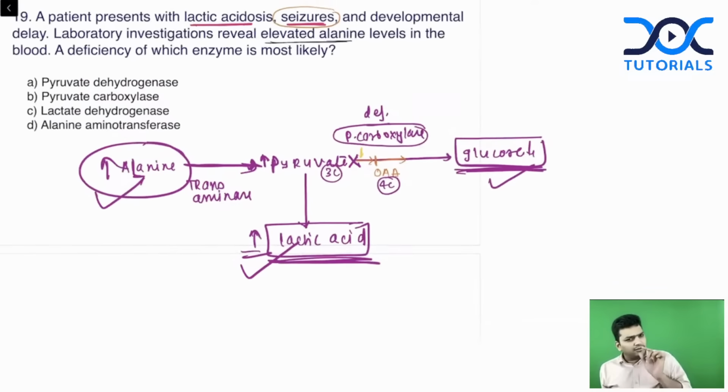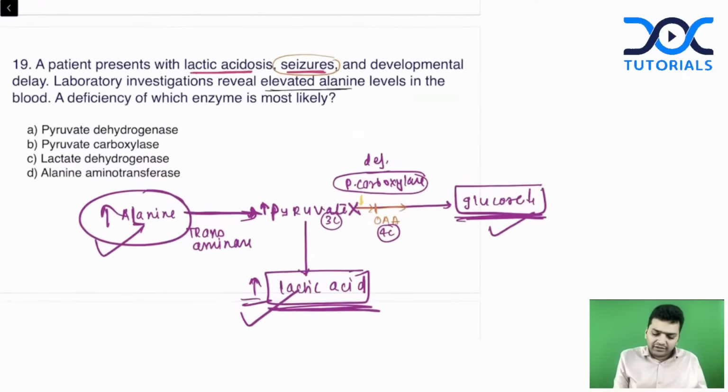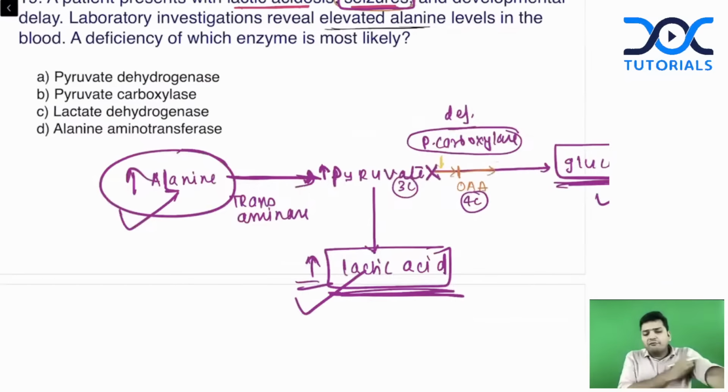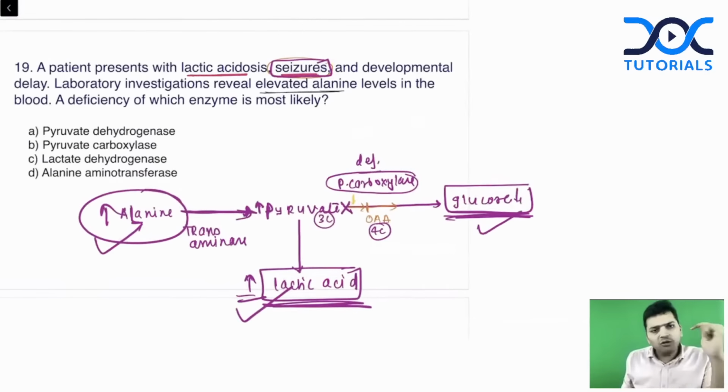So actually, this question was a little tricky, but one of the hints that was there was seizure. When the seizure comes, the first thing is that glucose is less. Then we can connect with the alanine. Alanine is the most glucogenic. From how we make glucose from alanine, you could have thought of the pathway and then figured out the enzyme. If you were not able to do that, you could have gone by the options.